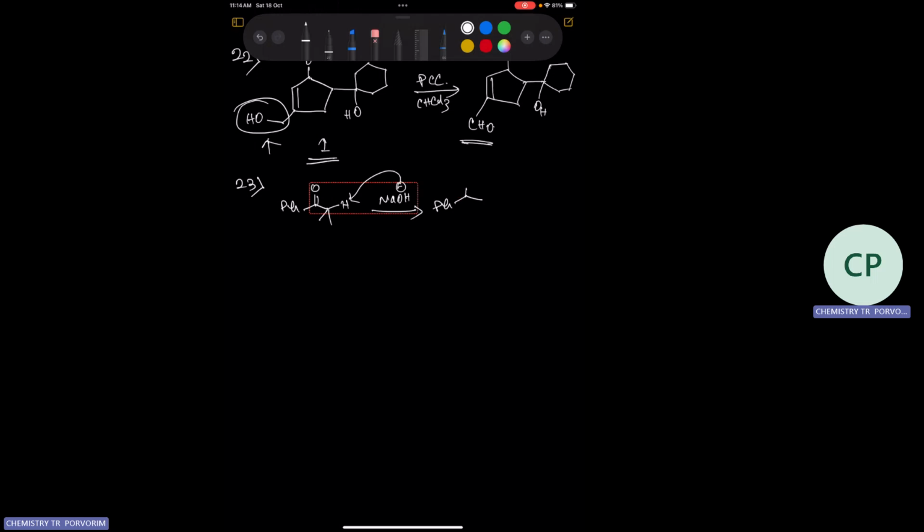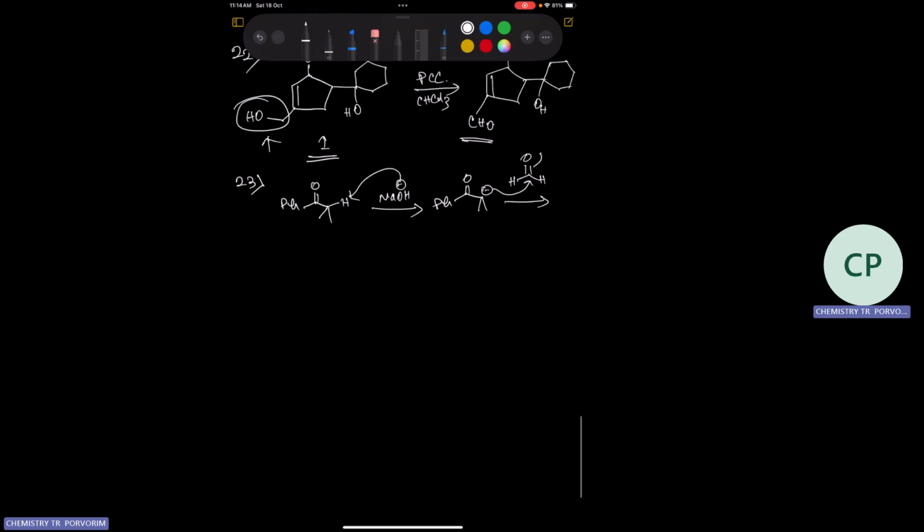Okay, so if this is the conjugate base, then this conjugate base is reacting with another molecule of HCHO. If it is reacting with this, you get this product: Ph-C(=O)-C(CH3) and then CH2O minus. Now no alpha hydrogen is there, so in that case cross aldol condensation reaction does not happen. Now what will happen? Cannizzaro reaction will happen.